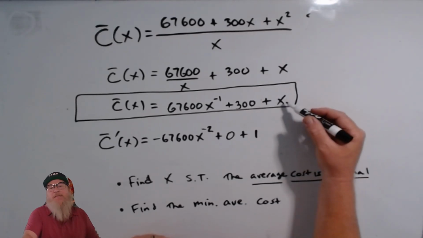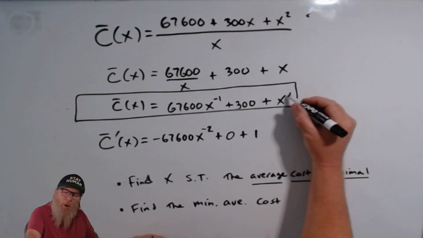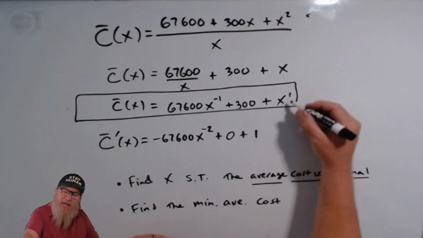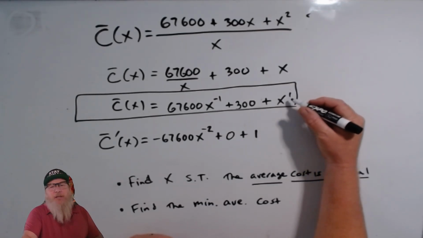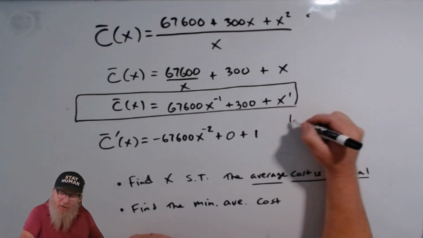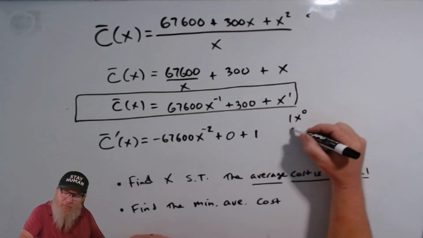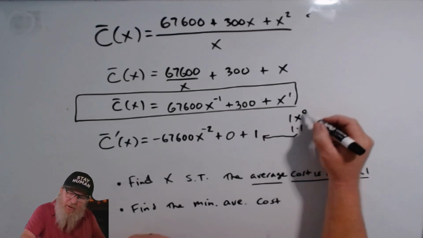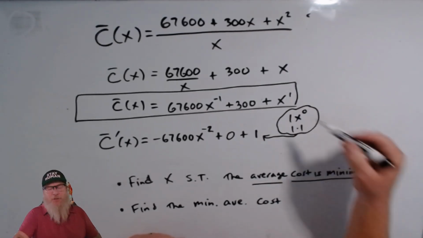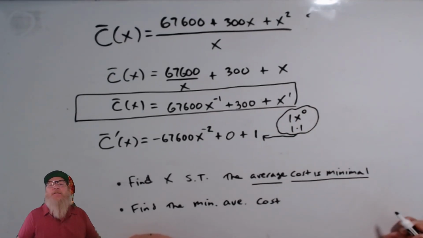And I don't show all the steps on that. Technically, it's 1 times x to the 1 minus 1, which is 1 times x to the 0, which is 1 times 1, which is 1. All right. I think you should just memorize the derivative of x is just 1.